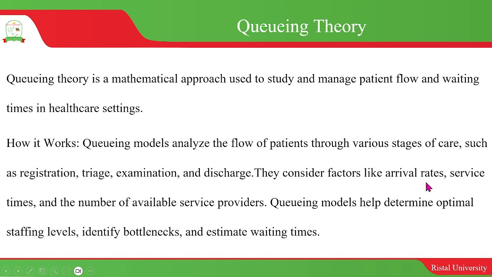They consider factors like arrival rates, service times, and the number of available service providers. Queuing models also help to determine optimal staffing levels, identify bottlenecks, and estimate waiting times. This is perfectly practical. It describes the sequence of events from entry up to the exit, looking at the time and also the services and even the number of service providers. Because at the end, this will give us a measure of how fast things are going, or if maybe we don't have adequate staff to make things move faster.